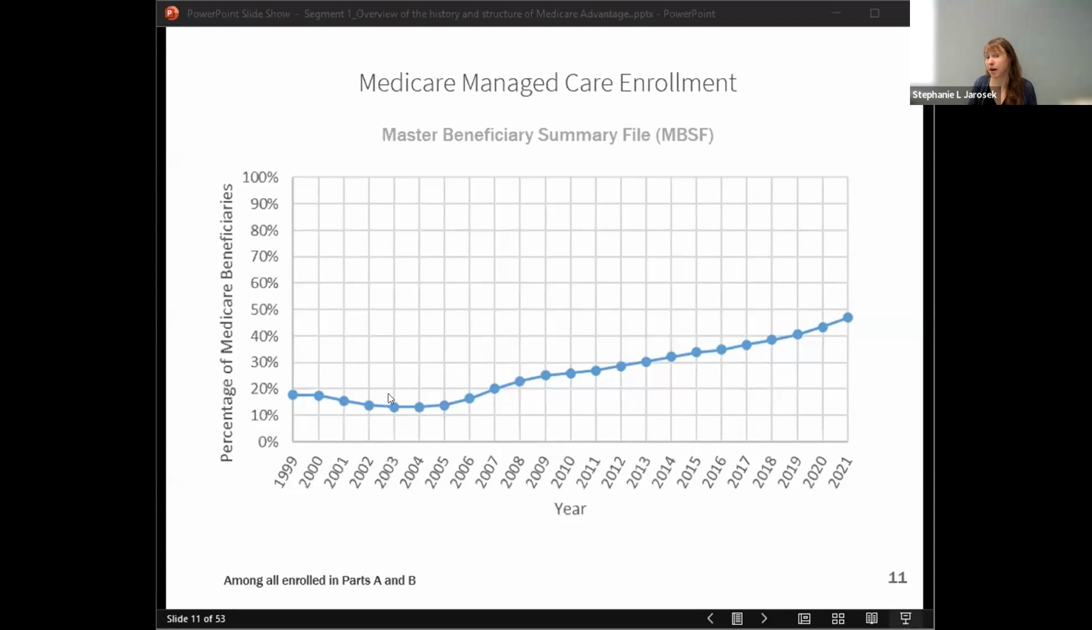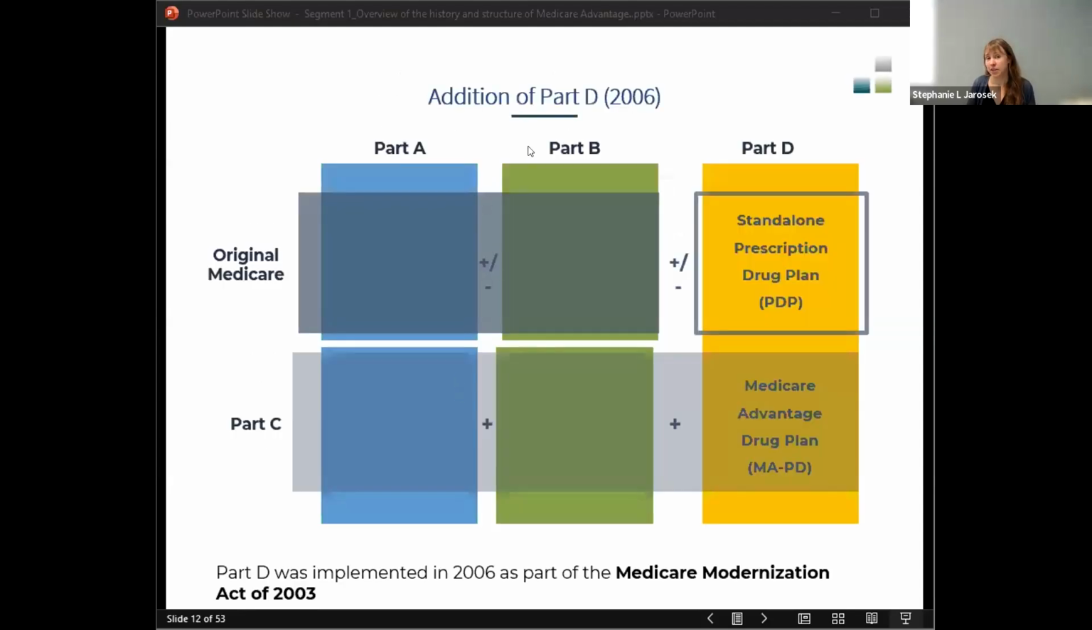Yeah, so there was a policy change, the MMA, that happened. So maybe you're all wondering why I'm saying 2003. It doesn't really rise until about 2006. The MMA was passed in 2003, and most of the provisions happened in 2006. Right, and Part D was brought up here. So in 2006, based on the MMA of 2003, the Part D was added.